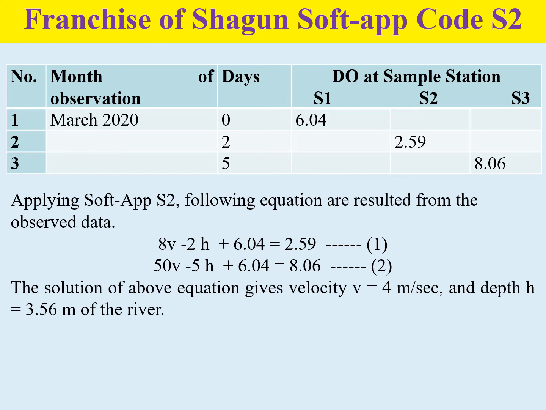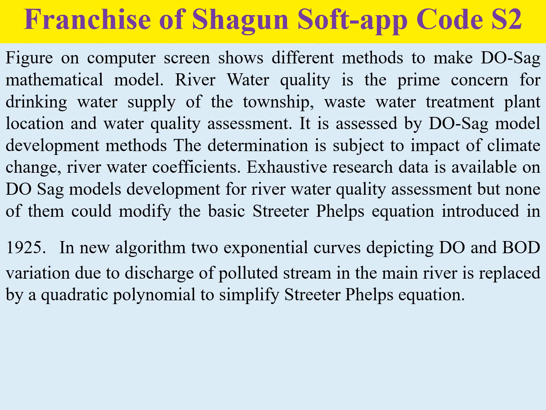River water quality is the prime concern for drinking water supply of the township, wastewater treatment plant location, and water quality assessment. It is assessed by DO-SAG model development methods. The determination is subject to impact of climatic change, river water coefficients. Exhaustive research data is available on DO-SAG models development for river water quality assessment, but none of them could modify the basic Streeter-Phelps equation introduced in 1925.